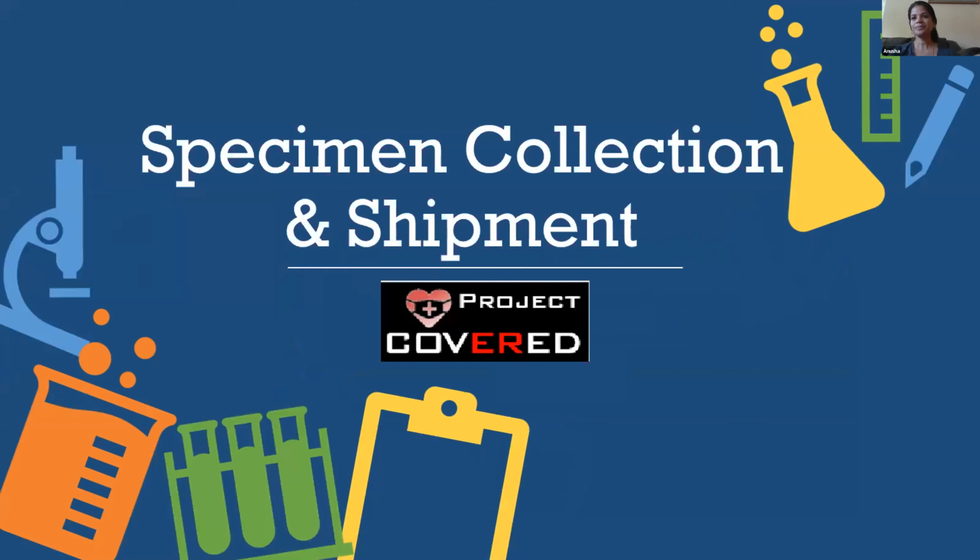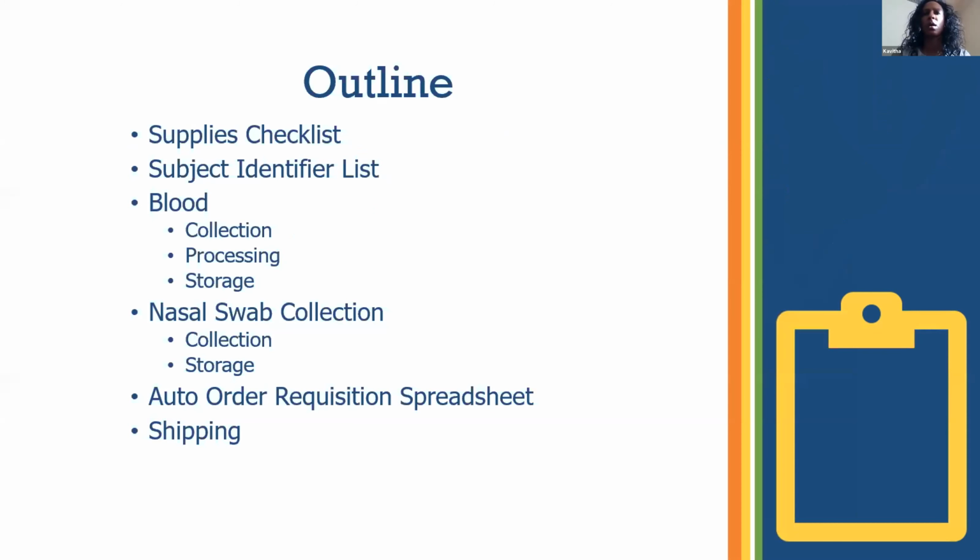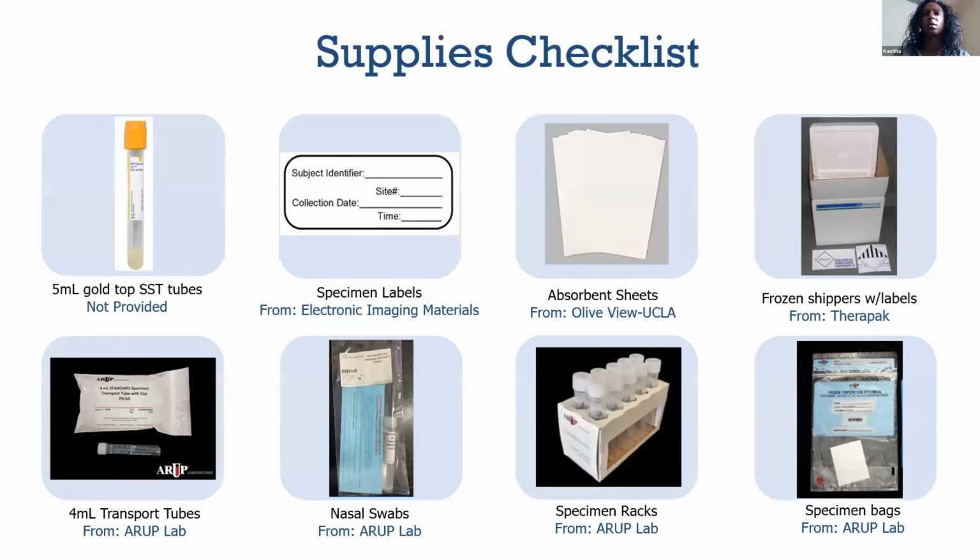Yes. Okay. All right, so I'm going to go briefly through the shipment collection and shipping. I want to just talk about the supply of checklists that you guys will receive, creating a subject identifier list at your site, how to collect, process, and store blood and the nasal swabs, how to fill out the requisition form, and then how to ship the materials.